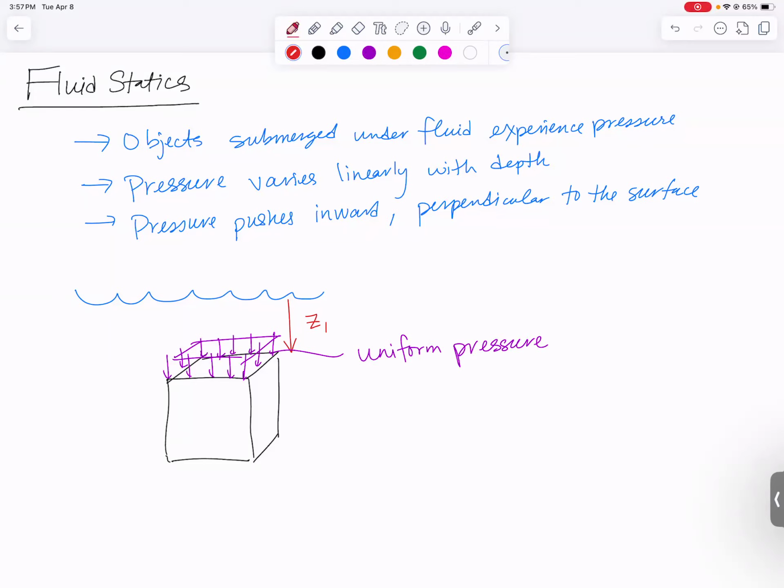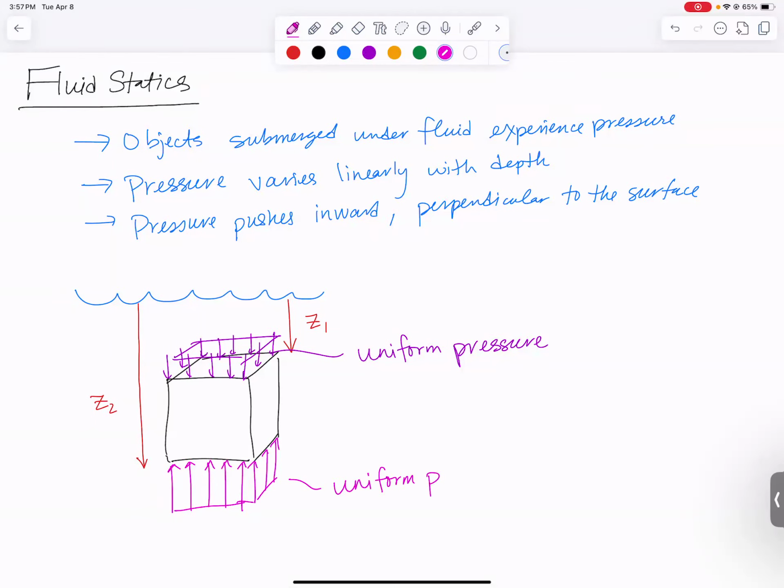So what if we go to the bottom of the box? It's farther down below the top. So we might need to go down a different distance, Z2. And if we do that, we're going to get another pressure on the bottom. It's also going to push perpendicular to the surface and inward. So my arrows this time are going to be going upward. There's the pressure on the bottom, and it's going to be a bigger pressure. This is also a uniform pressure. The reason it's uniform is because that entire surface is the same depth below the surface of the water, but it's going to be larger in magnitude because it's deeper.